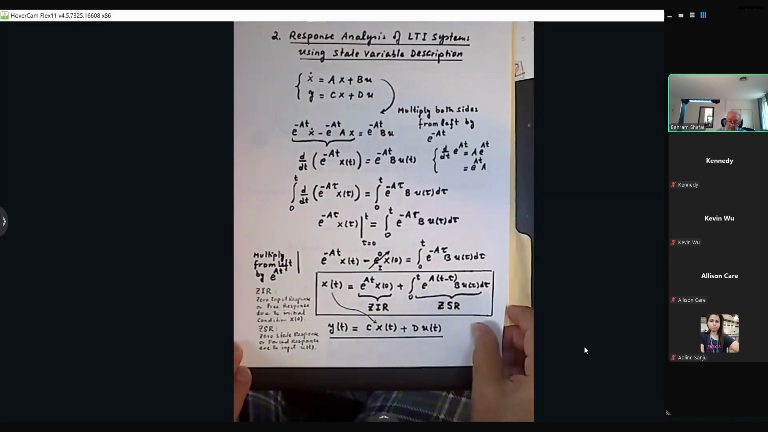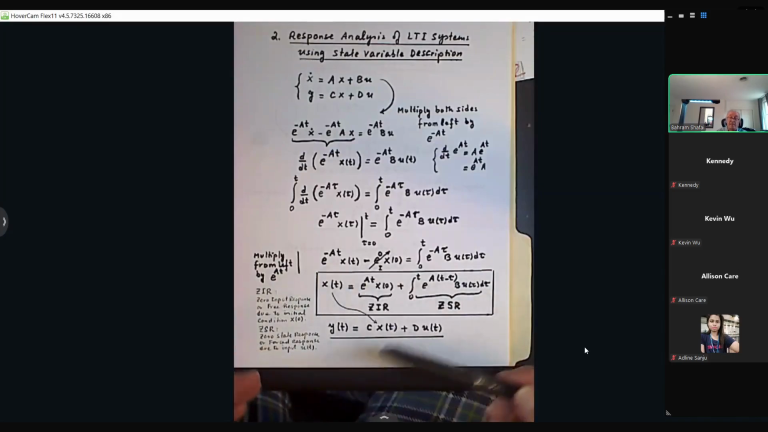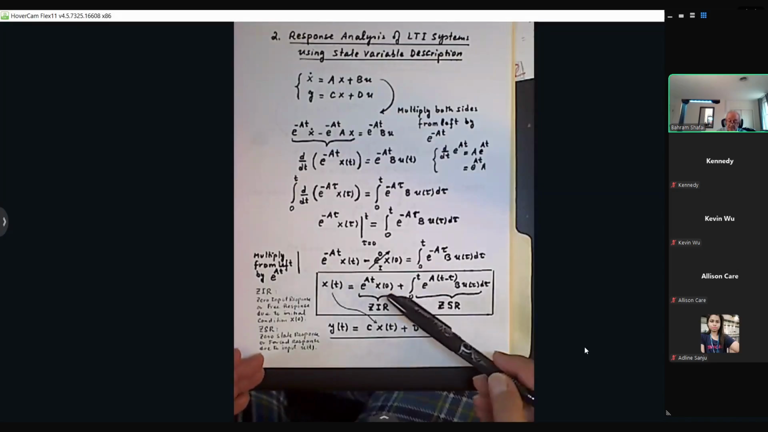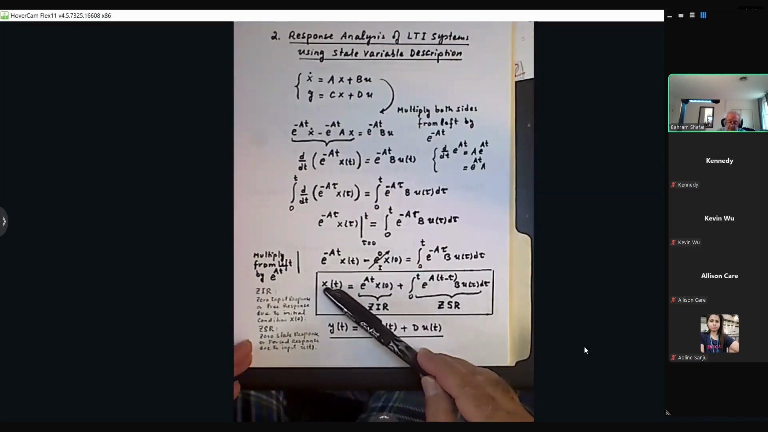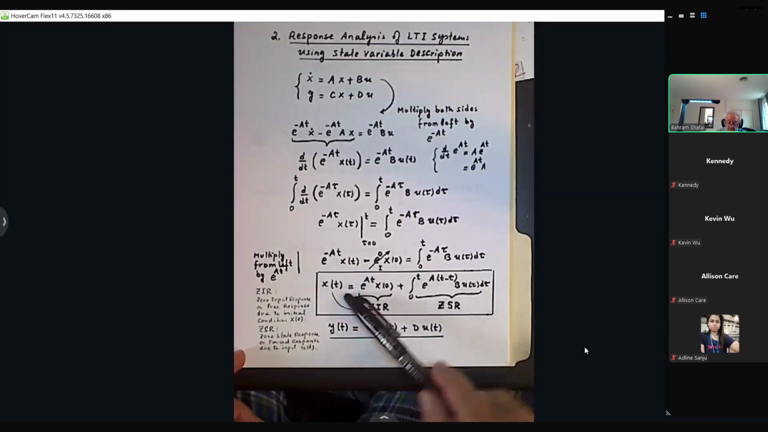The most important quantity here in order to obtain the response is this e to the power At. It's called the state transition matrix because it makes it possible to transfer the state x of 0 to x of t at any later time t.